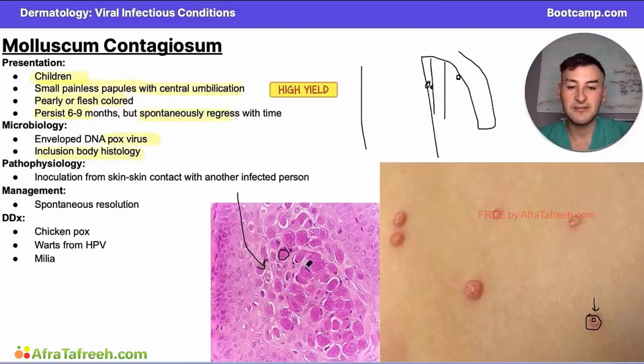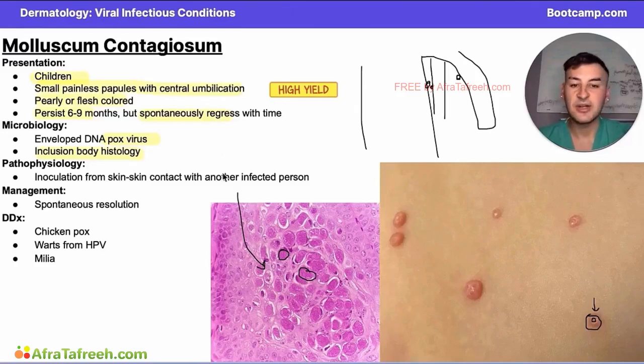And this is significantly different from the inclusion bodies we were looking at with our herpes infections, right? These look super different, which is why visual diagnosis on slides is really important. So you kind of want to burn this image into your mind. And this is inclusion bodies within the keratinocytes themselves.